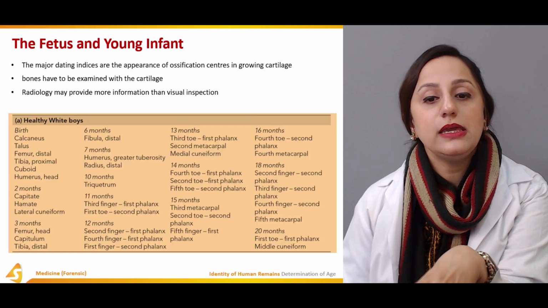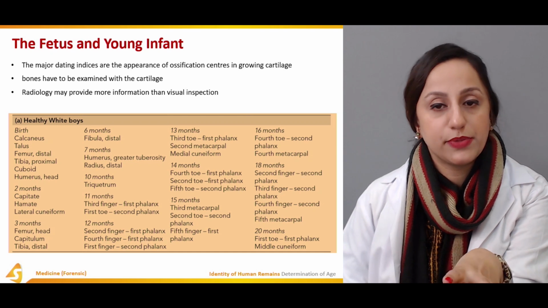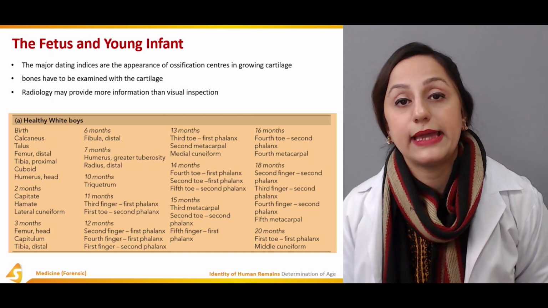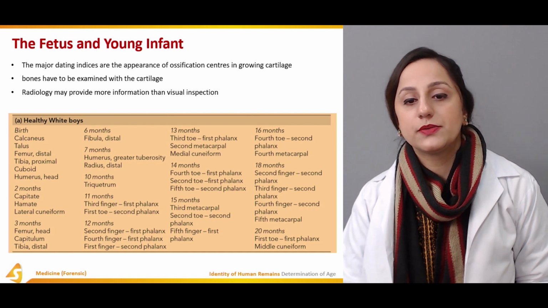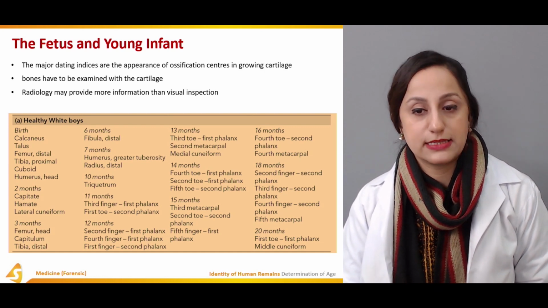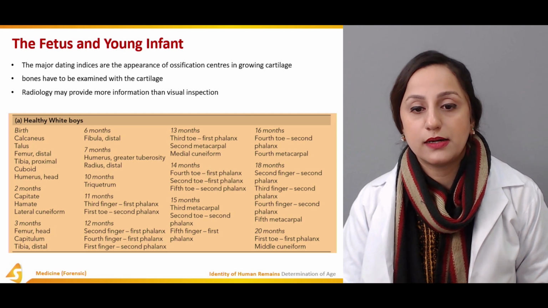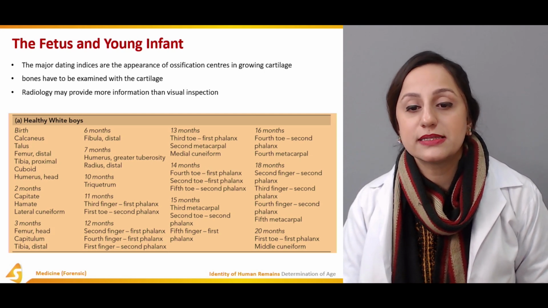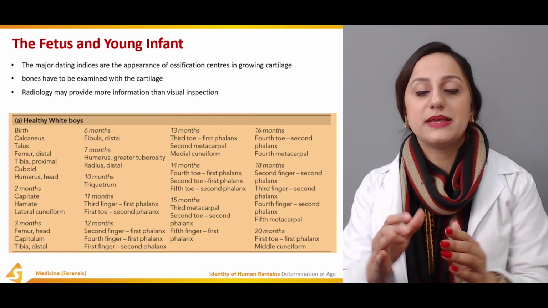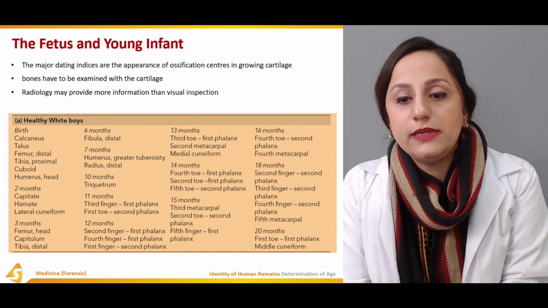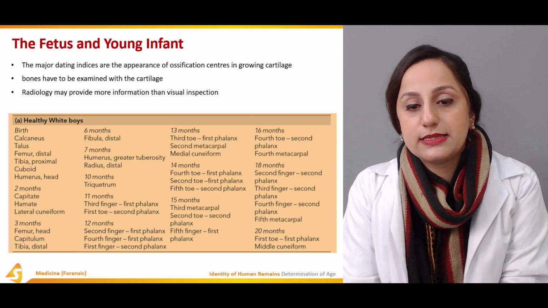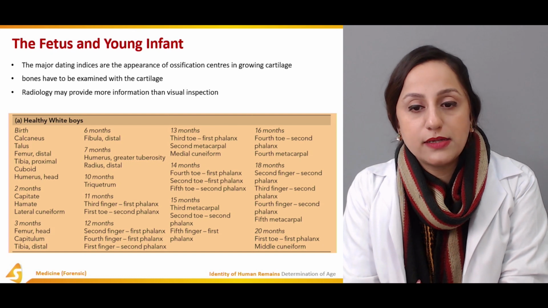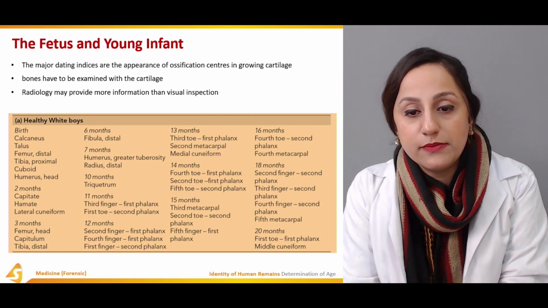So that is very important over here. And this is the table that is focusing on healthy white boys. At birth, the calcaneus, the distal fibula, the third toe, and the talus. The distal femur appears at 7 months, compared with the 13 months angle. And the proximal tibia and the humerus head are compared at 6 months, 14 months, 7 months, and 18 months.